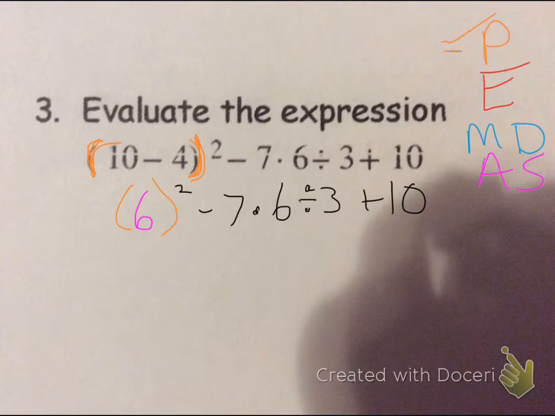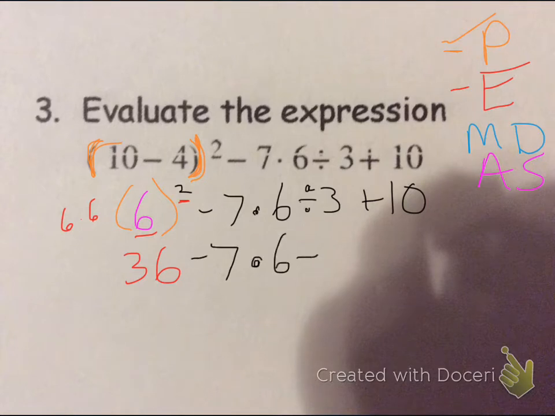Now I'm going to look, and oh look, I do have an exponent. It's right here. So I'm going to take a look at that. That's 6 squared, or 6 times 6, which is 36. And now I write the rest of the equation down. Minus 7 times 6 divided by 3 plus 10. And now I am done with exponents.